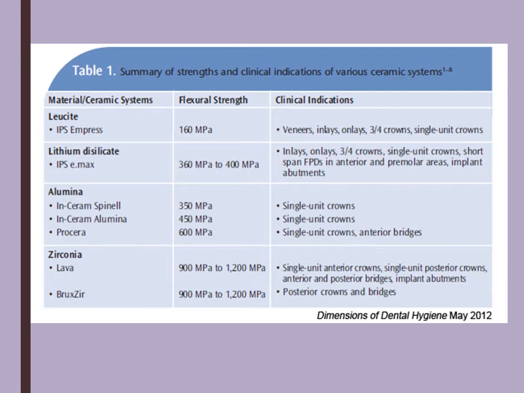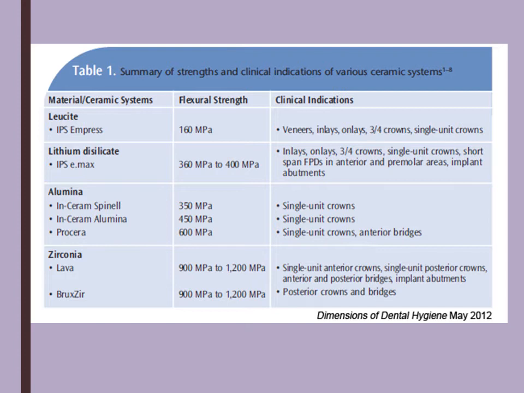If we move on to zirconia, which is one of the latest ceramics, you can see by the strength it is about 900 to 1200 megapascals. This is used in single unit anterior crowns, single unit posterior crowns, anterior and posterior bridges, and implant abutments. So because of the high strength, they are used in both posterior and anterior crowns and bridges, and also implant abutments.